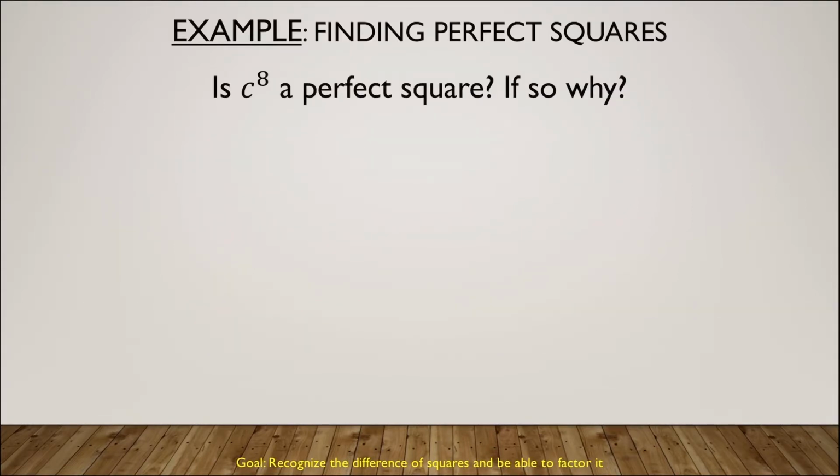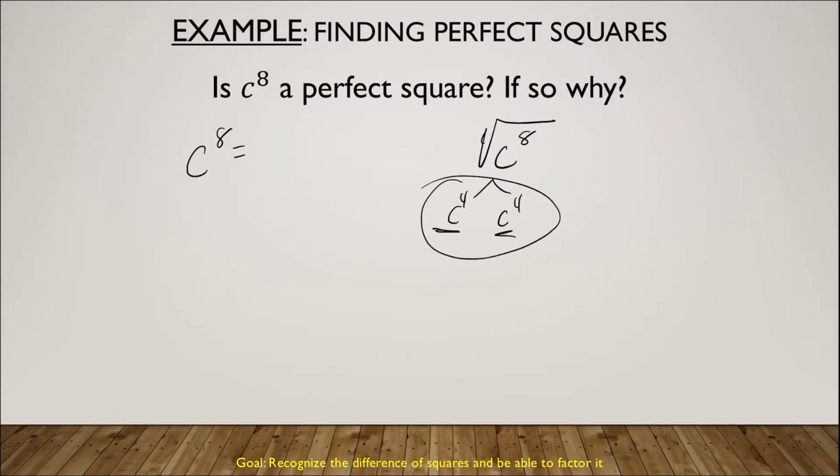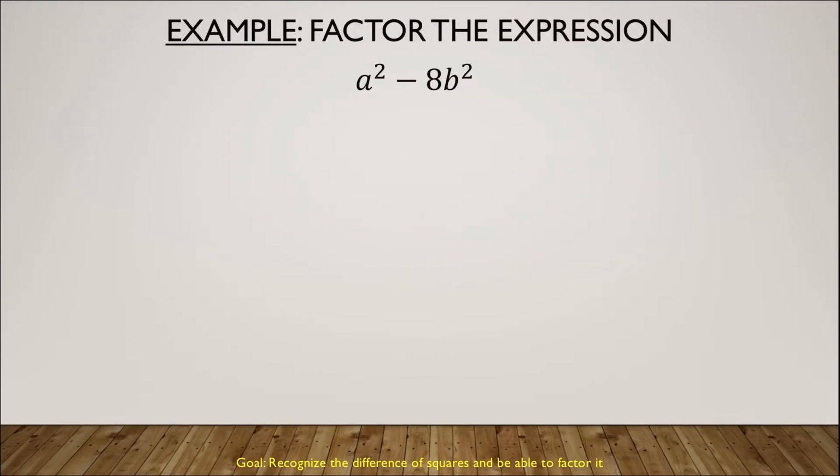When finding the square root of the term, simply divide the exponent in half, and that will tell you what the square root is. Alright, so here is an example of finding perfect squares. Is c to the 8th a perfect square? If so, why? Well, we want to take the square root of c to the 8th. That'd be c to the 4th. I have some number multiplied by itself one more time, so that would give us c to the 4th. We would say yes, it's a perfect square.